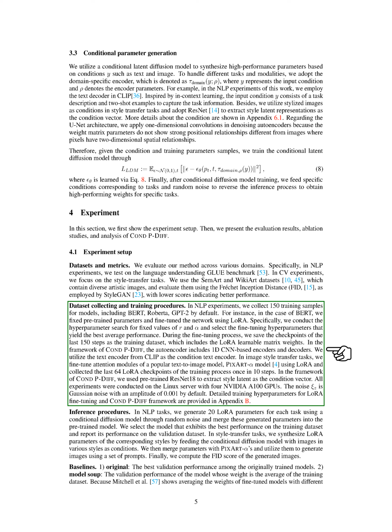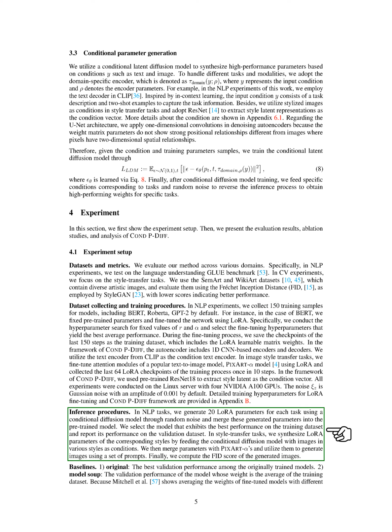In the COND P-DIFF framework, we use 1D-CNN-based encoders and decoders, with the text encoder from CLIP serving as our condition text encoder. In style transfer tasks, we fine-tune attention modules of the PixArt Alpha model using LoRA and collect the last 64 checkpoints every 10 steps. We also use pre-trained ResNet 18 to extract style representations. All experiments are conducted on a Linux server with 4 NVIDIA A100 GPUs, using Gaussian noise with a default amplitude of 0.001. Detailed training hyperparameters are provided in the appendix.